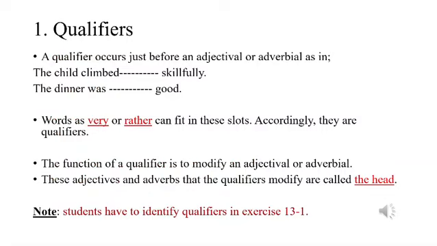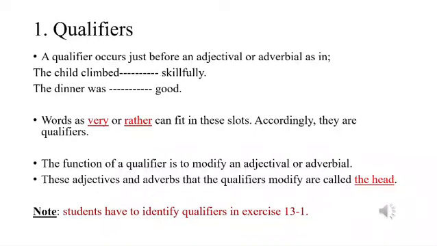The first type of structure classes is the qualifiers. They occur just before an adjectival or adverbial. For instance, the child climbed skillfully. The dinner was good. Here in these two blanks, the words very and rather can fit in either of these slots. Accordingly, they are called qualifiers. The function of a qualifier is to modify an adjectival or adverbial.